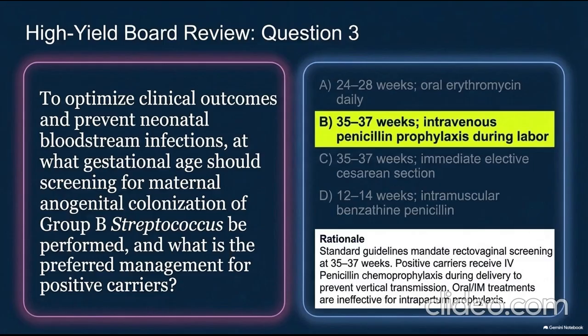D. 12 to 14 weeks, intramuscular benzathine penicillin single dose. The correct answer is B. 35 to 37 weeks, intravenous penicillin prophylaxis during labor.